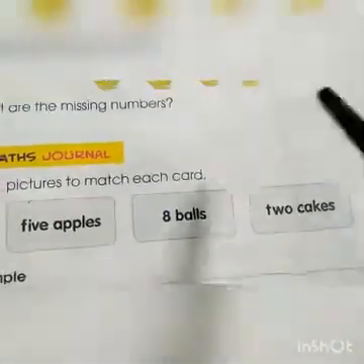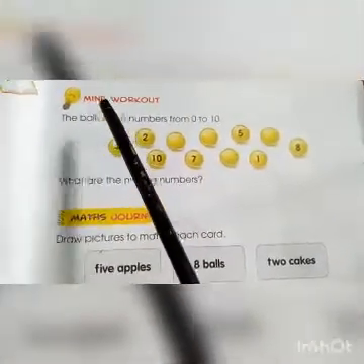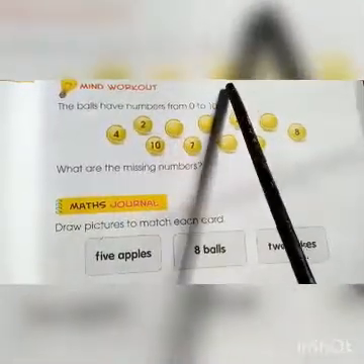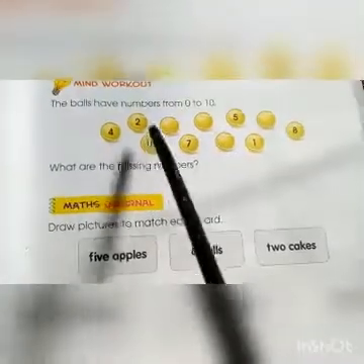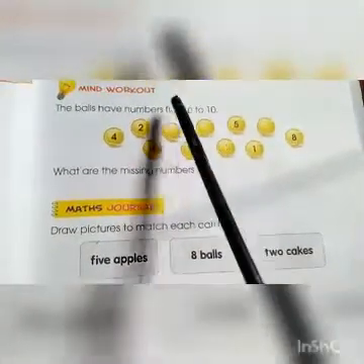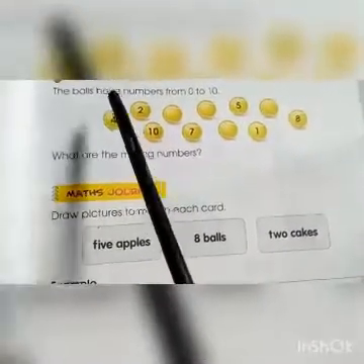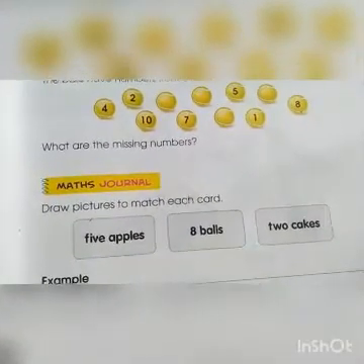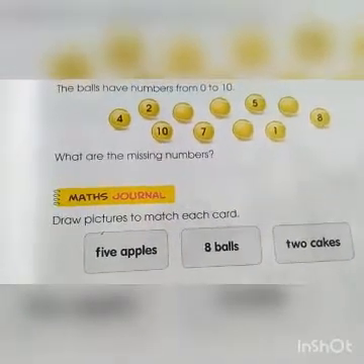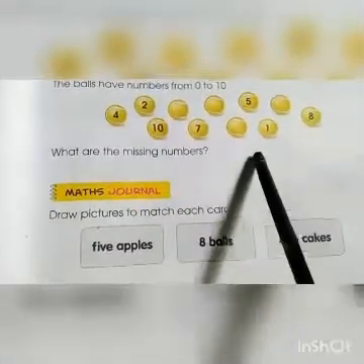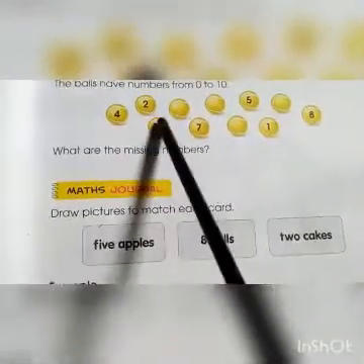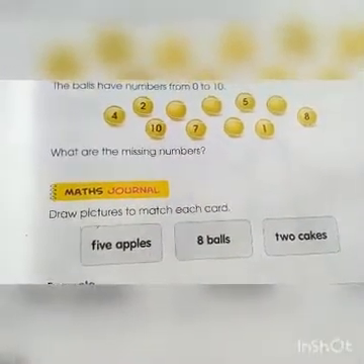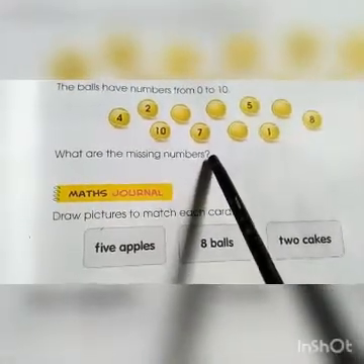Go to the next page, page number 13. Mind workout. The balls have numbers from 0 to 10. Let's learn 0 to 10 counting. 0, 1, 2, 3, 4, 5, 6, 7, 8, 9 and 10. There are 10 balls and each ball is labeled with numbers or digits, okay? What are the missing numbers?